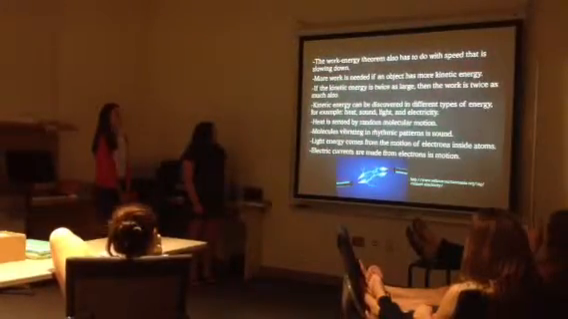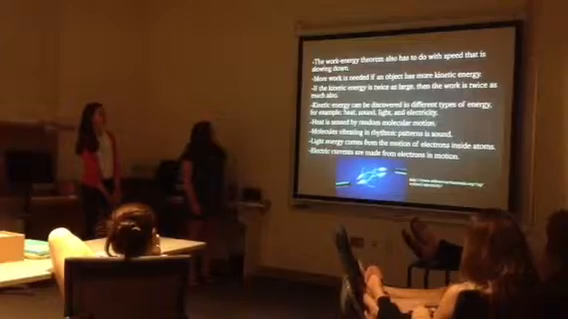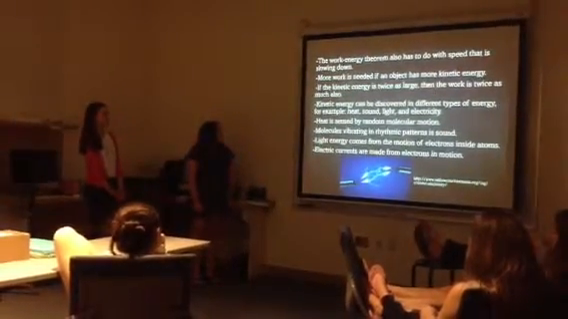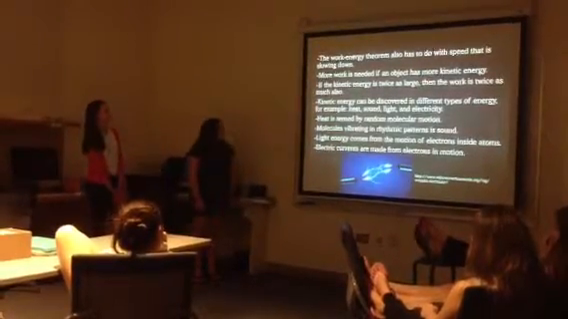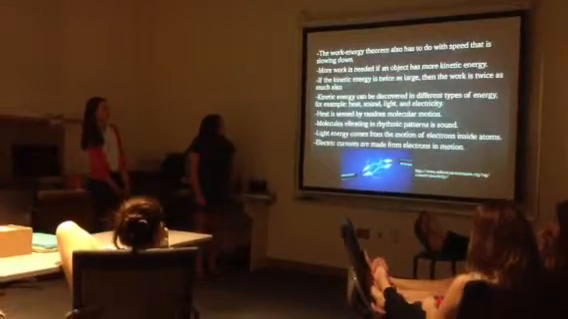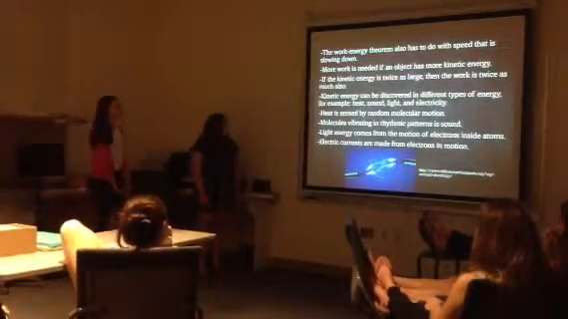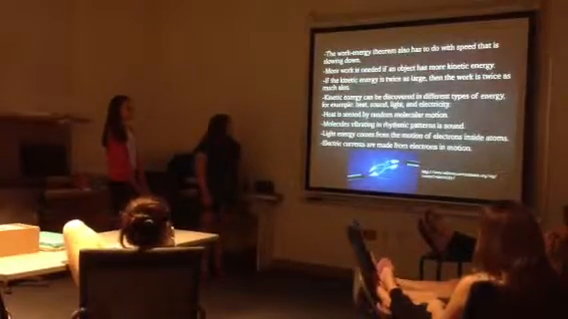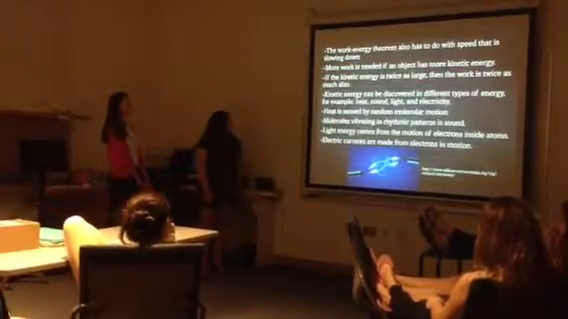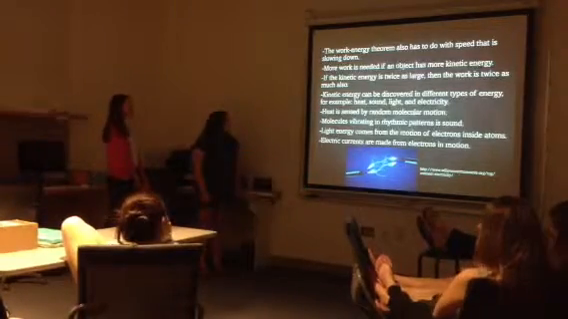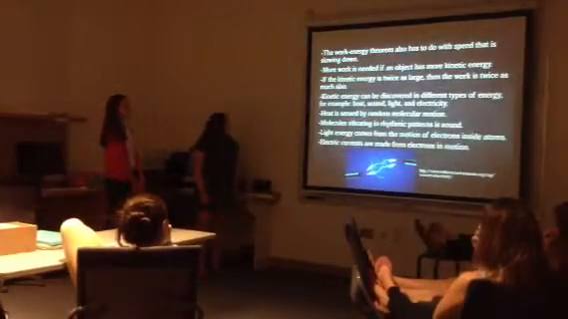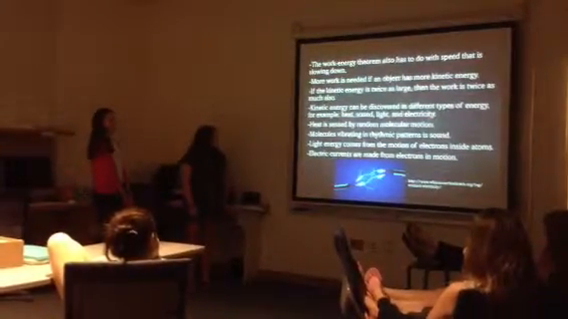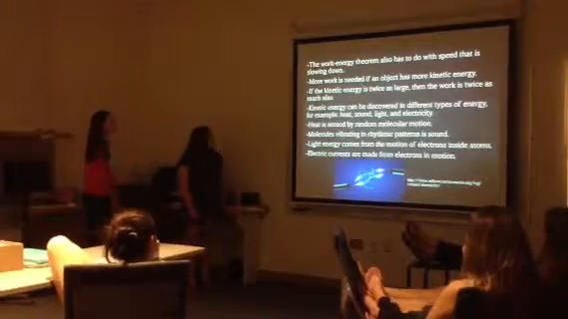For example, the work energy theorem also has to do with speed that is slowing down. More work is needed if an object has more kinetic energy. If the kinetic energy is twice as large, then the work is twice as much. And there are a few examples of where kinetic energy can be found in different types of energy, like heat, sound, light, and electricity. Heat is sensed by random molecular motion. Molecules vibrate in rhythmic patterns as sound, light energy comes from the motion of electrons inside atoms, and electric currents are made from electrons in motion.